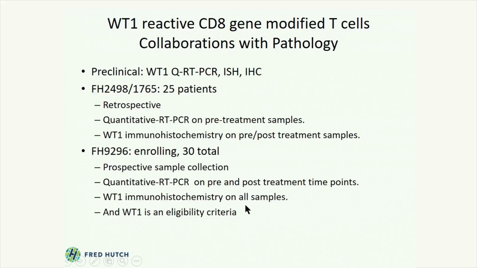And then subsequent to that, based on this data, we actually figured out that WT1 isn't highly expressed on every single AML. And we figured out also that you need the WT1 expression for efficacy. And so 9296 was subsequently written with a prospective evaluation for WT1. And now WT1, either immunohistochemistry or RT-PCR overexpression, is required for eligibility into the second trial.